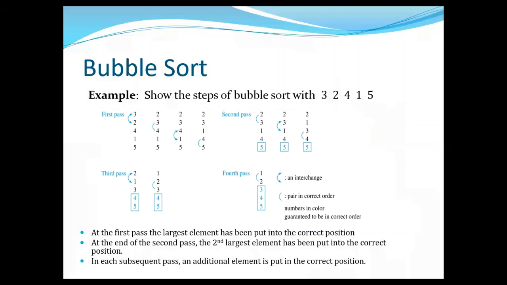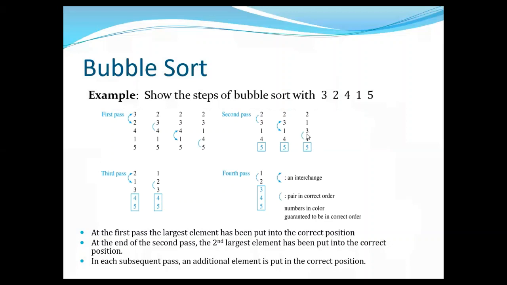The first pass guarantees the largest element, 5, is already in the correct position. The second pass begins by comparing 2 to 3. Because these are in order, we proceed to the next comparison. 3 and 1 are compared, and since 3 is greater than 1, we have a new order, which is 2, 1, 3, 4, 5.